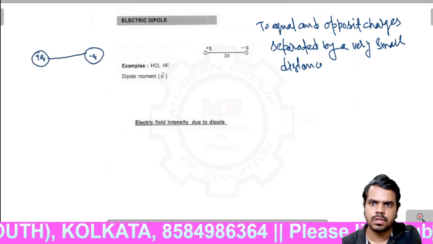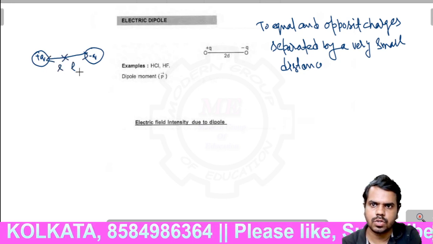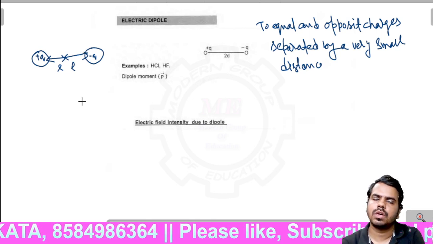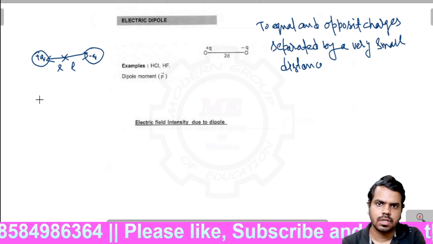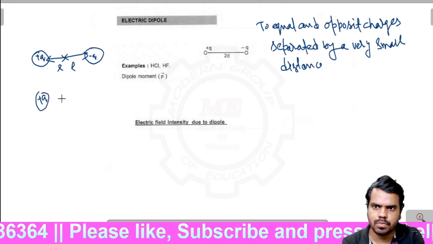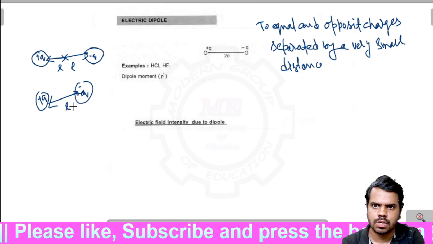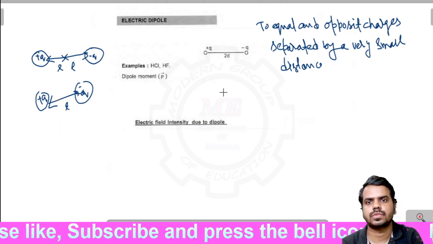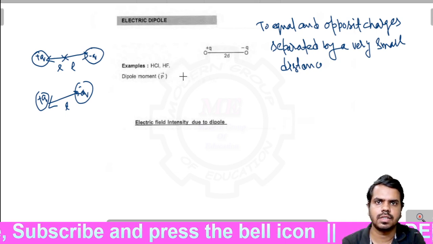and there is a distance of l plus l, 2l. Okay, l plus l, 2l, or d plus d, 2d. Sometimes in some questions the total distance between the two charges of the dipole is l. So the distance will be l by 2 and l by 2. Some examples of dipoles are HCl and HF.